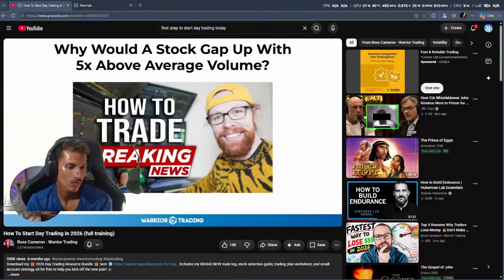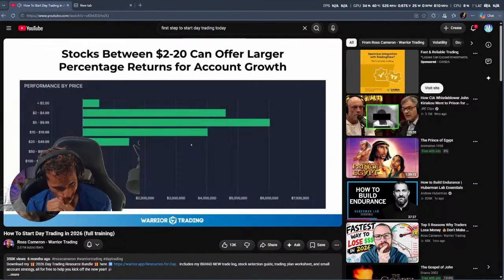So why would a stock gap up with 5 times above average volume and high total volume today? And the answer is because the stock and the company have put out breaking news. So I am a volatility trader. That is my niche. I focus on trading volatility, and the volatility specifically that's created by breaking news. Now, I also focus on trading stocks between $2 and $20 because they can offer larger percentage returns, which are great for account growth.